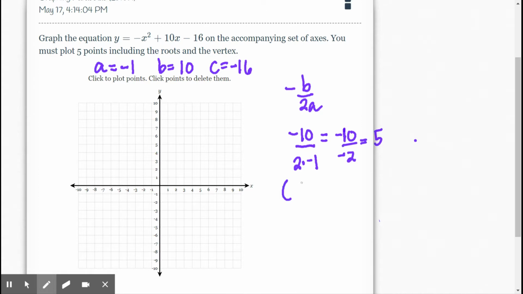All right, so I know my vertex is 5 something. How do I find the other part? I got to plug this in for x. This stands for x.